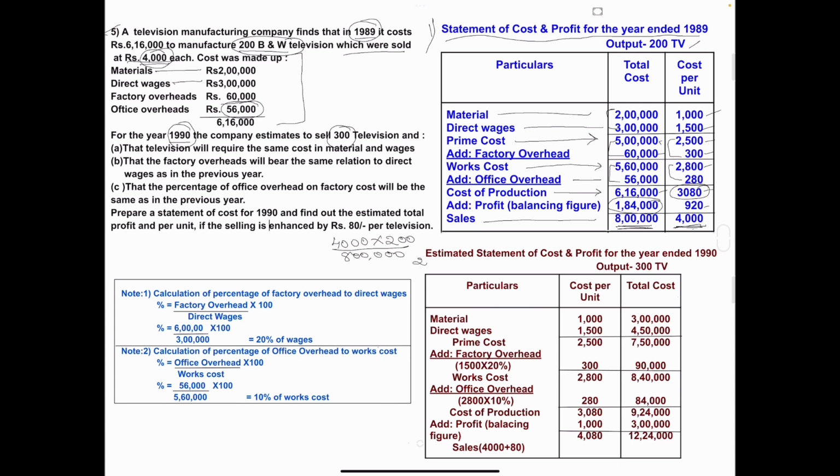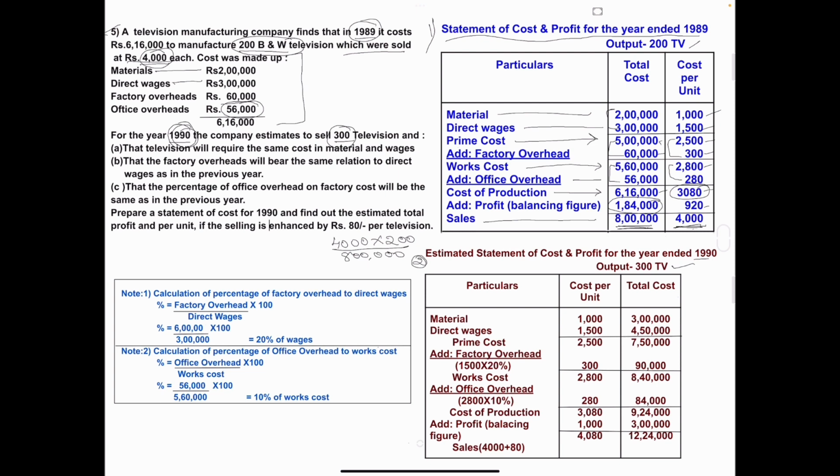Second one, estimated cost sheet, or you can write estimated statement of cost and profit for the year 1990. Now see the below para. In 1990, they are producing 300 television. So I have written here output 300 TV. Columns, particulars, cost per unit and total cost. First we have to write cost per unit and then total.